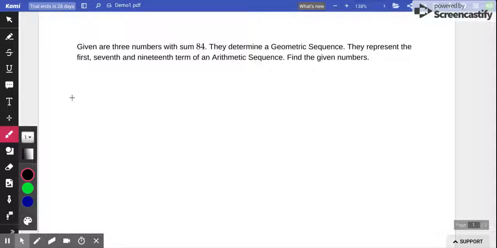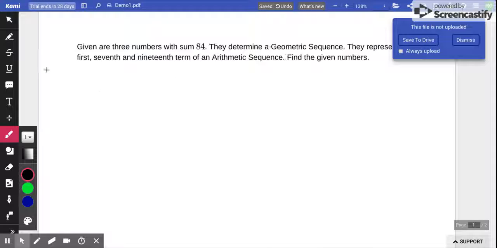Hi guys, so this is the second video to show you how to solve the problem that's on the formative. So let's get started. The first thing we're given is three numbers that sum to 84 and they determine a geometric sequence.